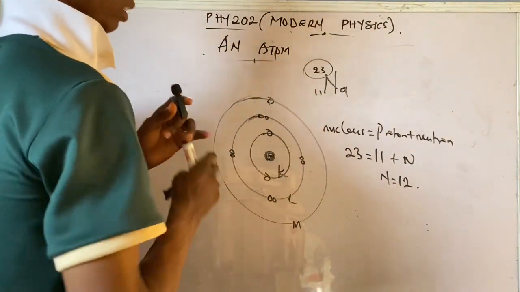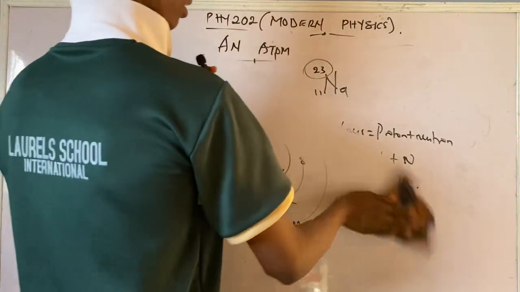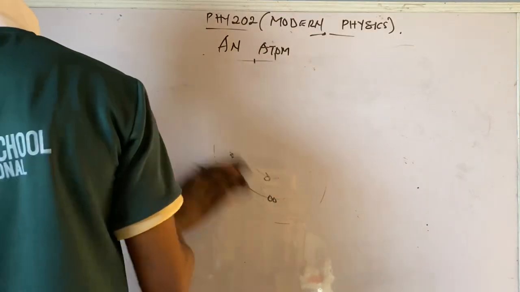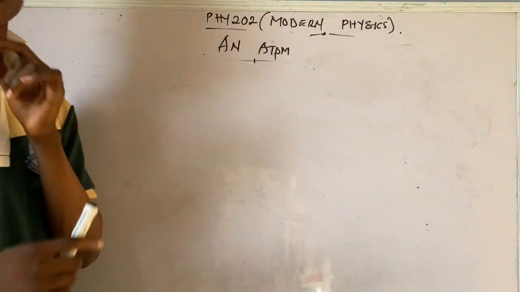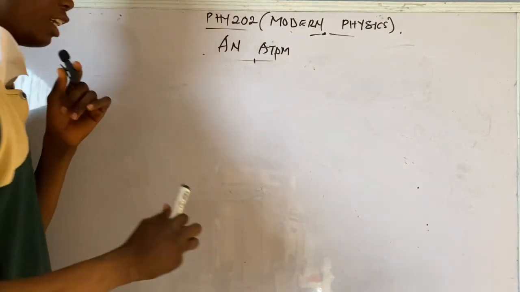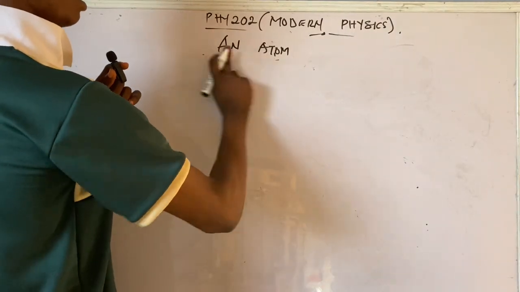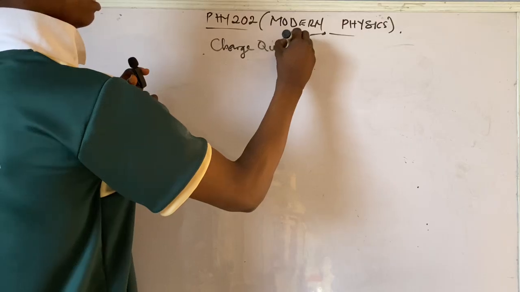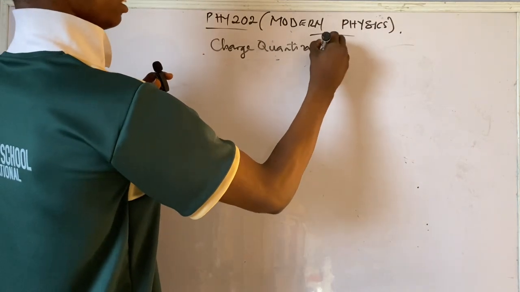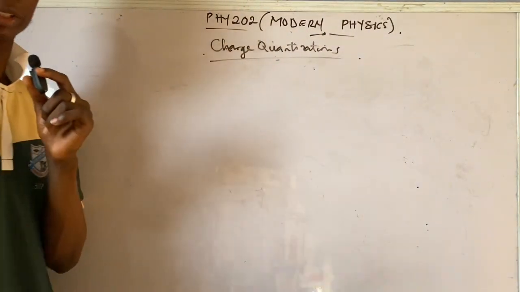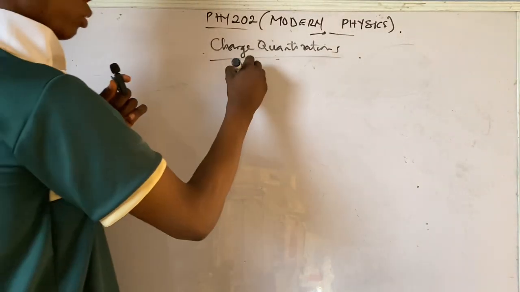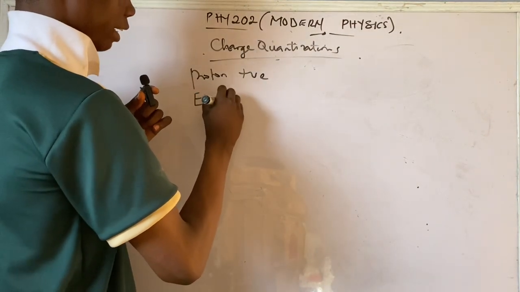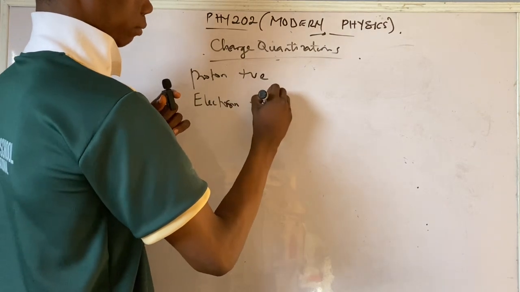And in the next thing, I suppose we should just continue and talk about atomic spectrum that has been talked about. Charge quantization. So when I say charge quantization, in all atoms, there are charges. What are the charges? Protons and electrons. They are opposite charges. Protons are positively charged and electrons are negatively charged.